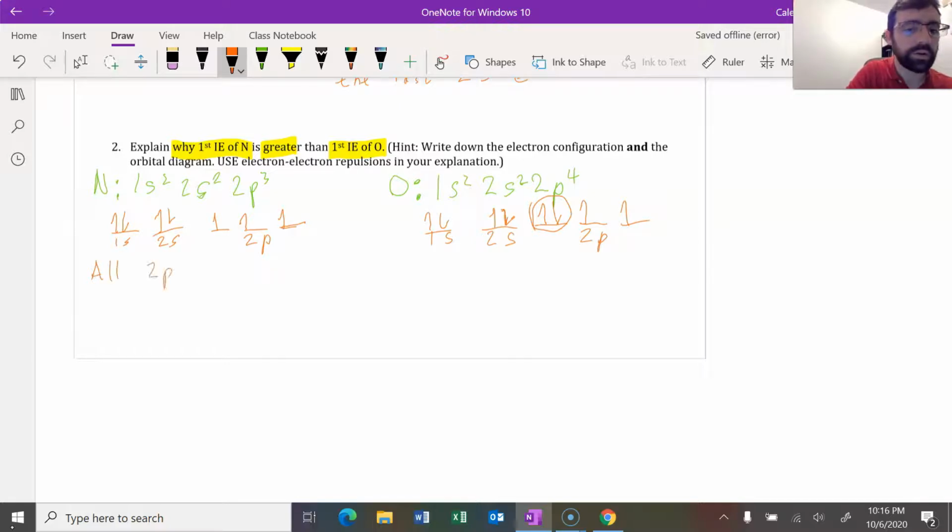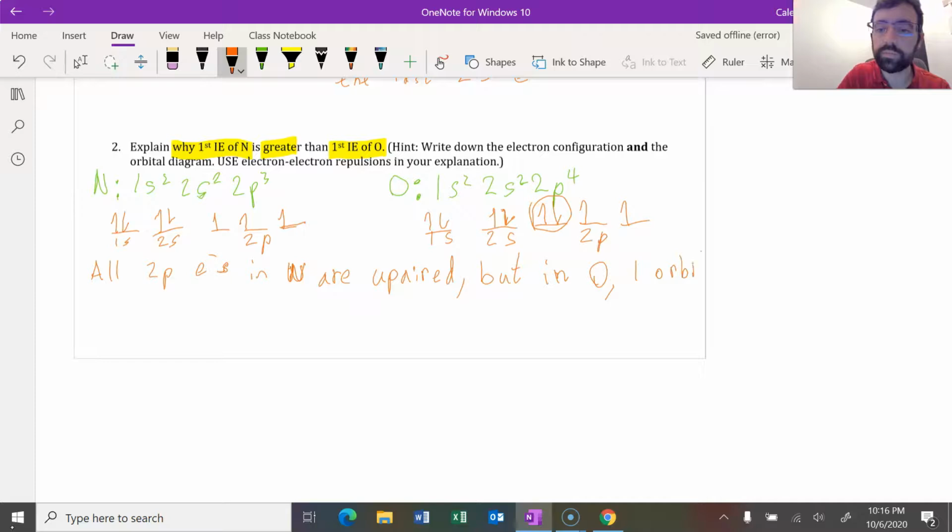So all 2p electrons in nitrogen are unpaired, but in oxygen, one p orbital is filled with a pair of electrons.